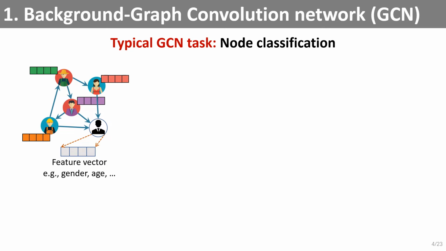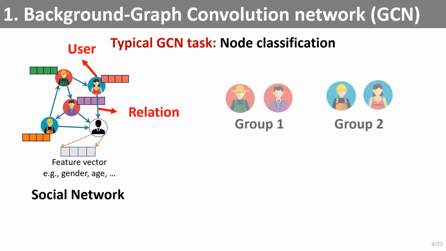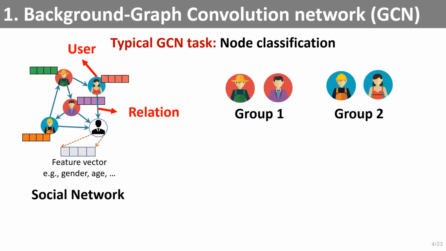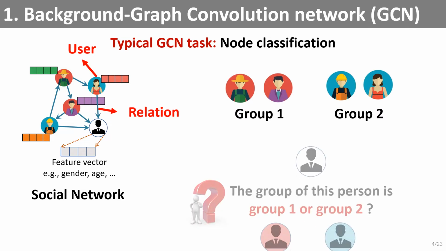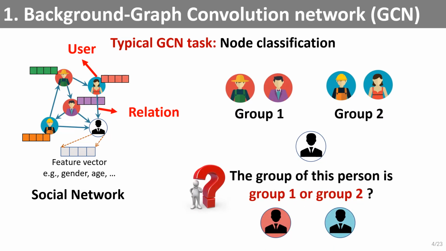We give an example, the graph convolution network, to show its computing pattern. Node classification is a typical GNN workload. For example, given a social network in which each vertex represents a user and each edge represents the relation between users, this social network contains 2 groups. In this case, how do we determine whether a user belongs to group 1 or group 2?